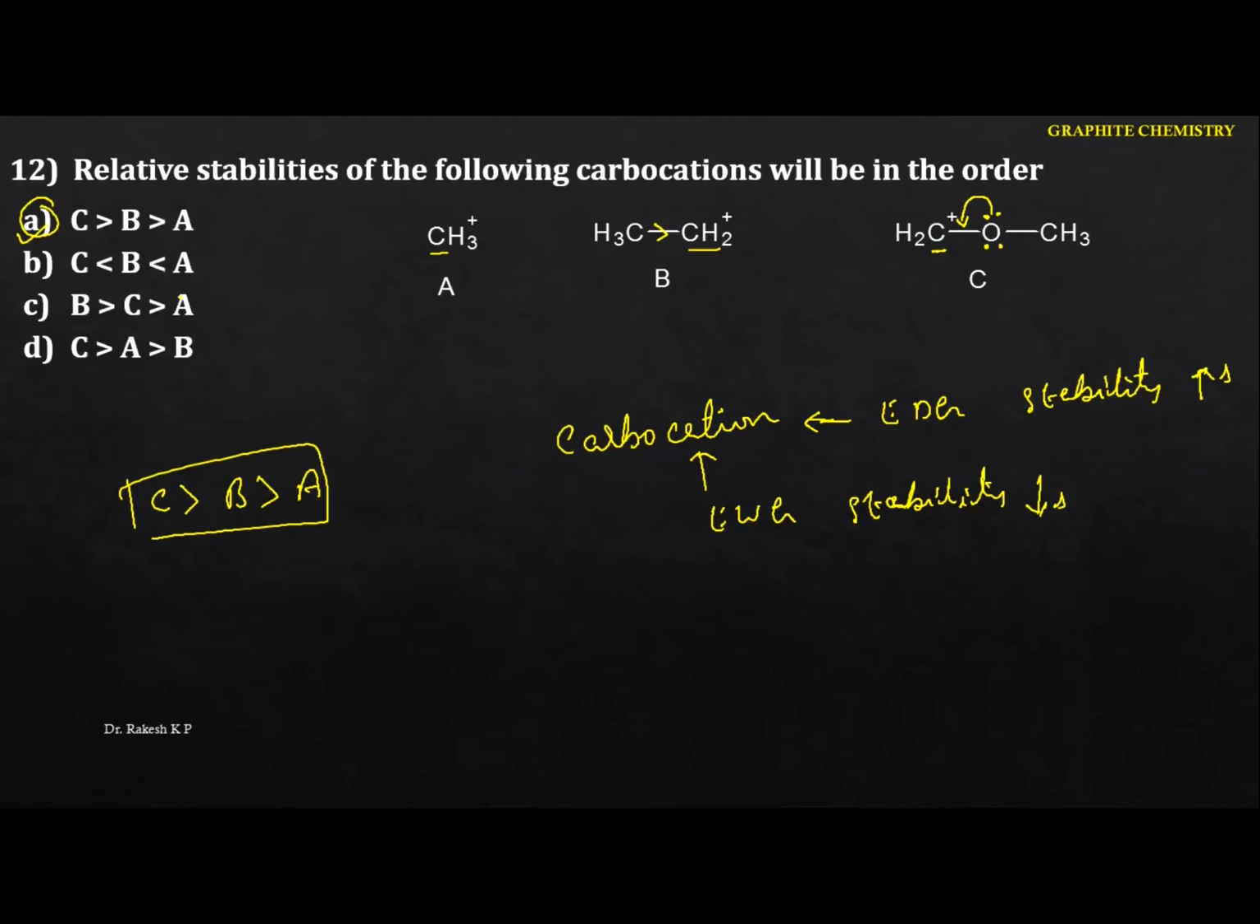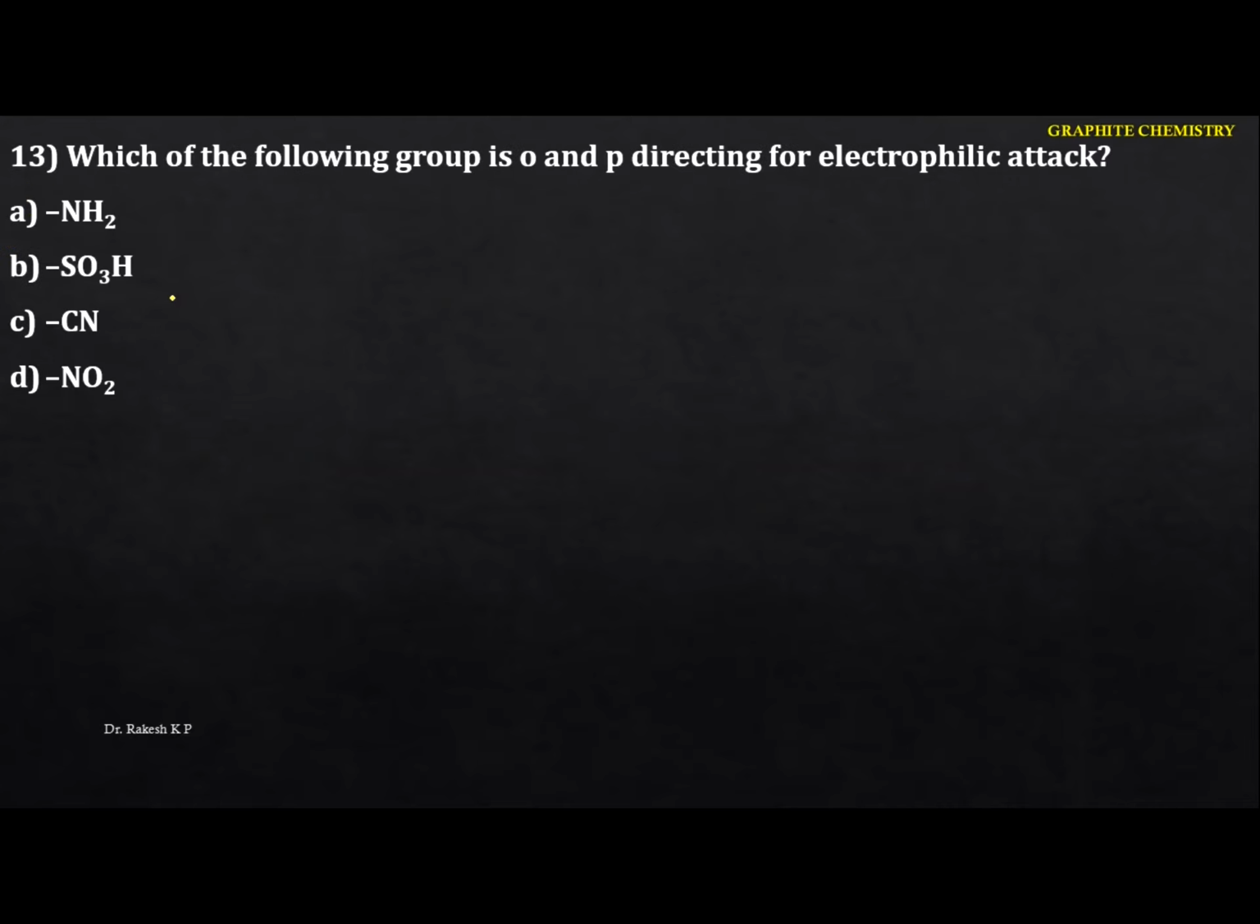Next one. Which of the following groups is ortho and para directing for electrophilic attack? Now just go to this one here. I'm going to split the groups here. That is NH2, which has nitrogen containing a lone pair. Similarly, I'm going to expand the other structures. The sulfonic acid we have like this, this is the OH. The nitrile we have like this, the CN. For the nitro group, I'm going to write the nitro group in this form.